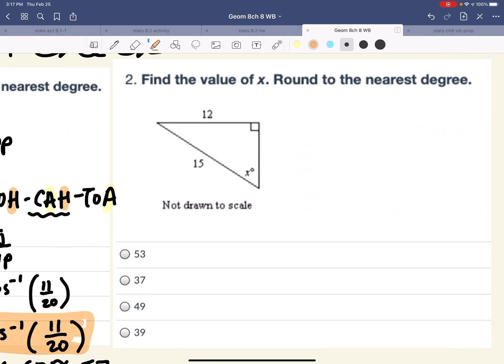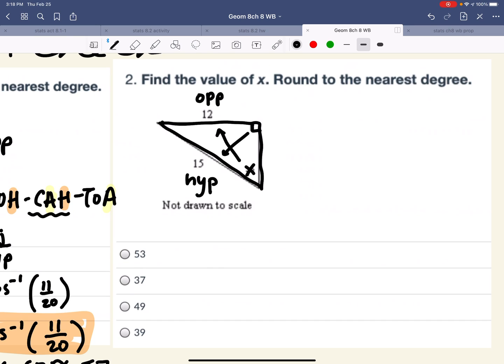Find the value of x. Okay, so it looks like once again I'm solving for the missing angle x. So if this is my reference angle, I'll label this my opposite. Opposite the box is my hypotenuse. So I hope you're thinking, that's why you pick sine, because sine of an angle is opposite over hypotenuse. And that's the information I have. Okay, so sine of an angle x is 12 over 15.